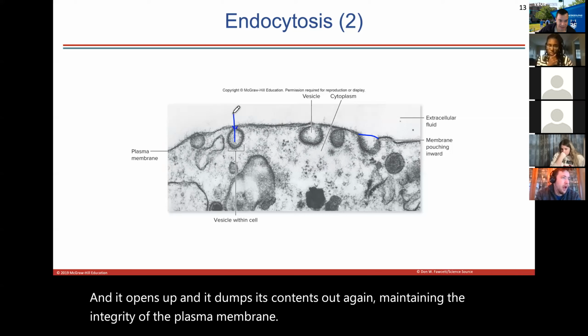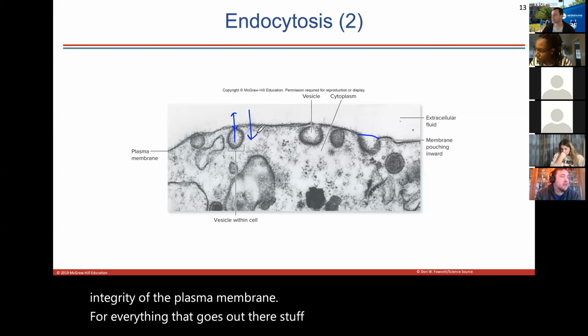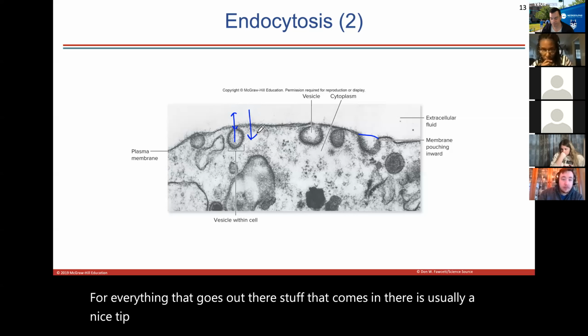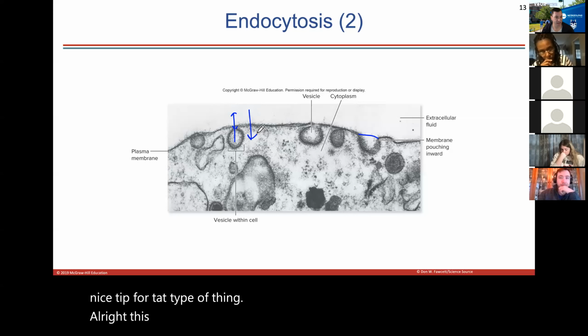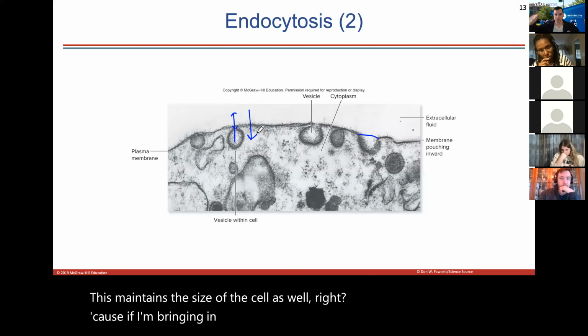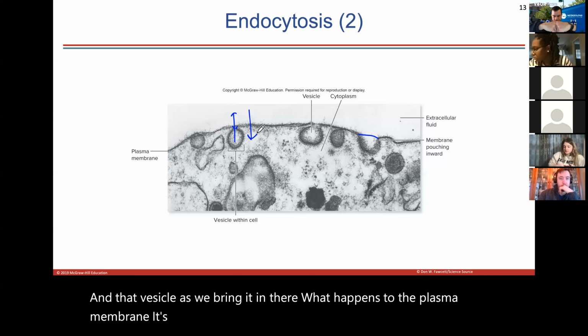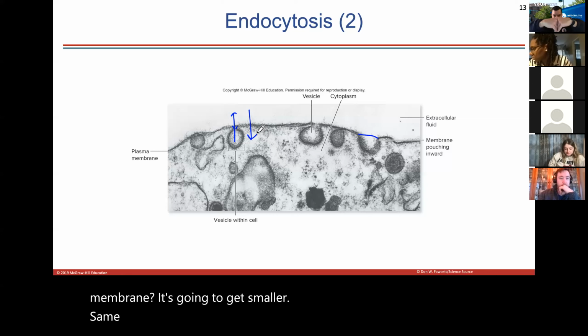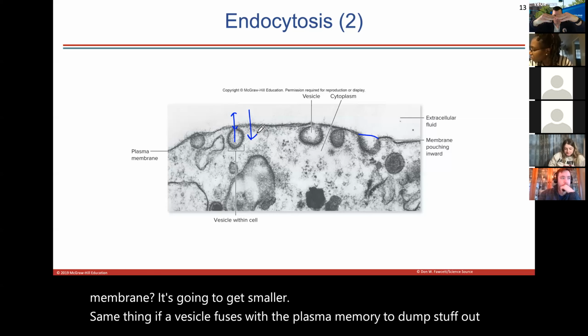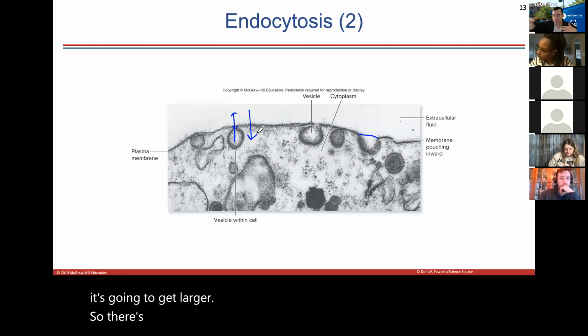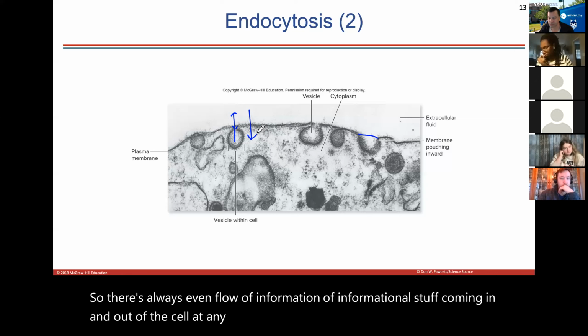For everything that goes out, there's stuff that comes in. There is usually a nice tit for tat type of thing. All right. This maintains the size of the cell as well, right? As if I'm bringing in things, okay, and that vesicle, as we bring it in there, what happens to the plasma membrane? It's going to get smaller. Well, same thing if a vesicle fuses with the plasma membrane to dump stuff out, it's going to get larger. So there's always even flow of information, of stuff coming in and out of this cell at any given time, and that helps to maintain the integrity and size of the cell.